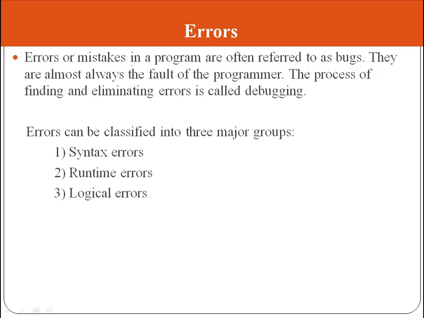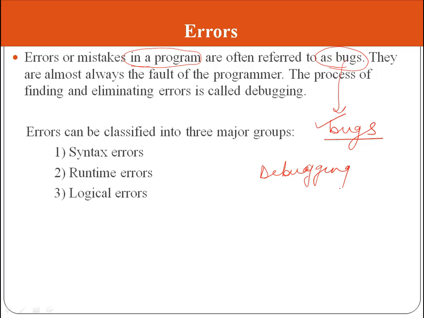Because we are talking about programming, errors or mistakes in a program are often referred to as bugs. This is the technical term when you talk about errors. Sometimes we say, okay, now I am debugging my program, right? What does debugging mean? It means you are removing the errors from your programs. Sometimes you say, okay, can you please debug this program? It means you remove the errors from the program.